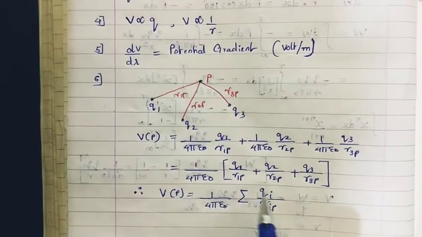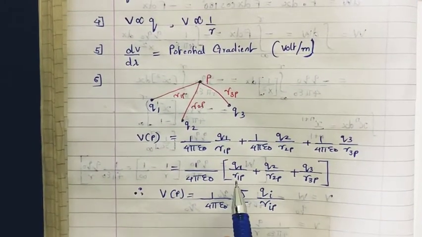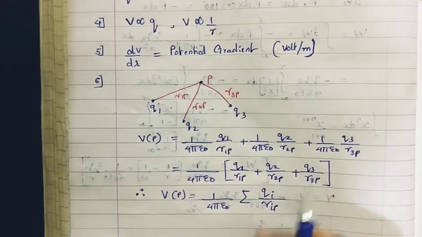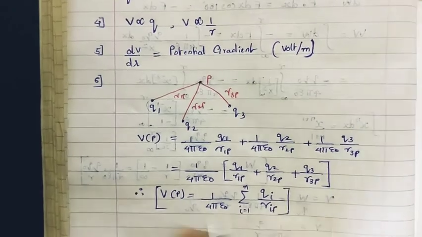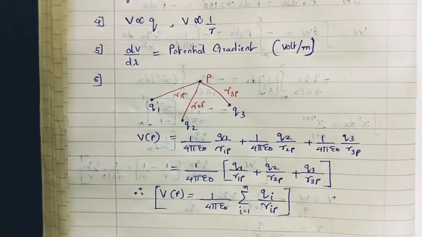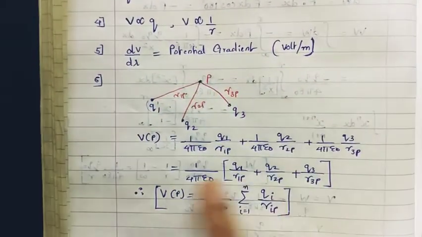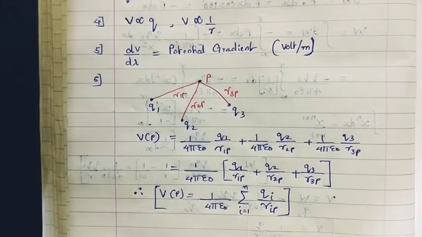So it will be Qi, the number which is changing, divided by RiP, the number which is changing. And i goes from 1 to n, if there are n number of charges present in the system. Okay, so no vectors are involved over here because it's a scalar quantity. Remember that.